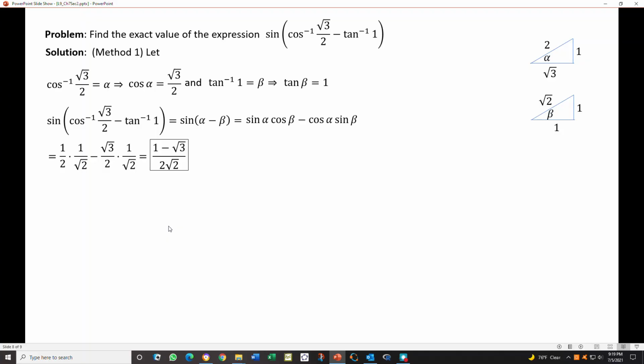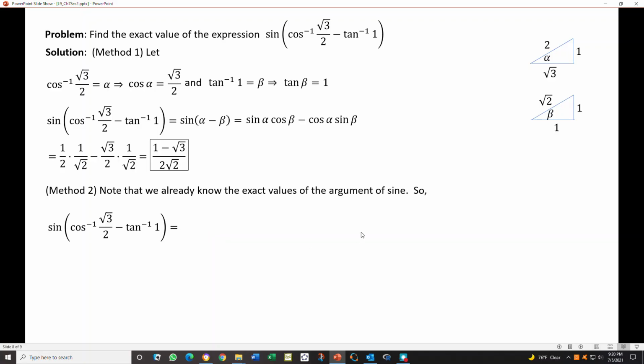Right? That's one method. And in fact, this is more of a generic method. Even if we didn't have cosine inverse of square root of 3 over 2, say we had something like cosine inverse of 3/5 minus tan inverse of 5/12, something like that, we could have adopted the same procedure. But because there is something about cosine inverse of square root of 3 over 2 and tan inverse of 1, we actually know the exact values of those things. We can take a different approach and solve this problem.